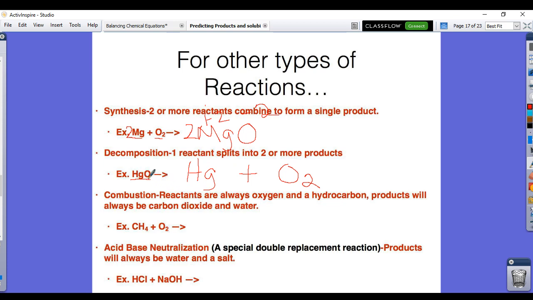So O is 1 over this side. There are 2 O's here. So I'm going to put a coefficient 2 to make that oxygen 2, which now makes mercury 2, and then I'll put a 2 here.